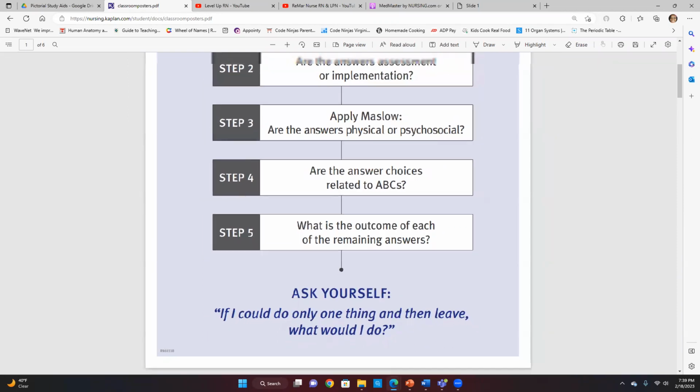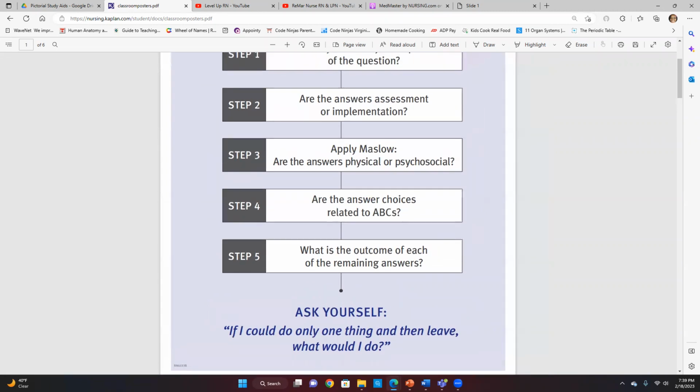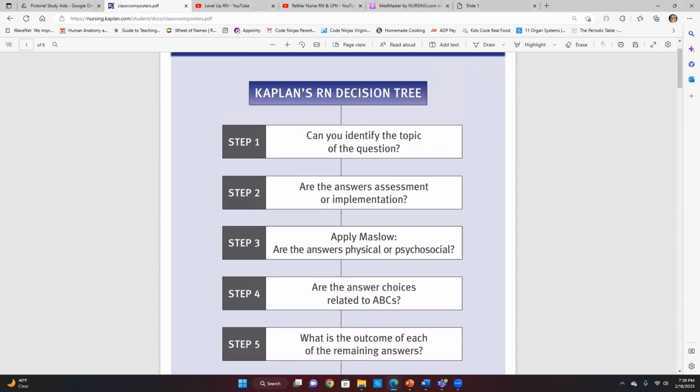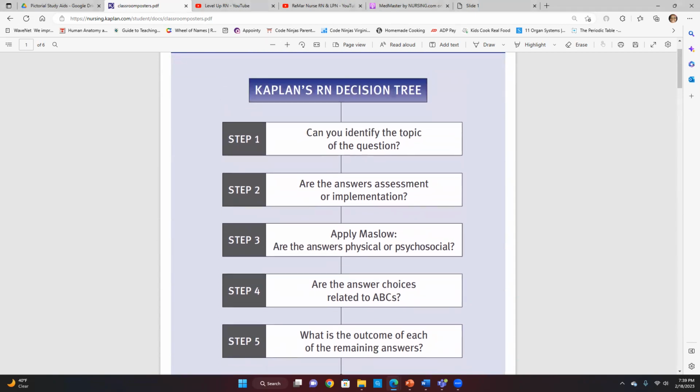Lastly, you're going to ask yourself, if you could do one thing and you had to leave, what would that one thing be? Or ask, if that's one thing, what's the most important thing? Or you can ask yourself, what is the killer answer? The killer answer: if I do nothing about this, this is going to kill my patient. Okay, what is an unexpected finding? That is something that I need to report. So that's how you should think when you see these NCLEX questions, and of course, your exam questions as well. Any questions about this Kaplan decision tree?